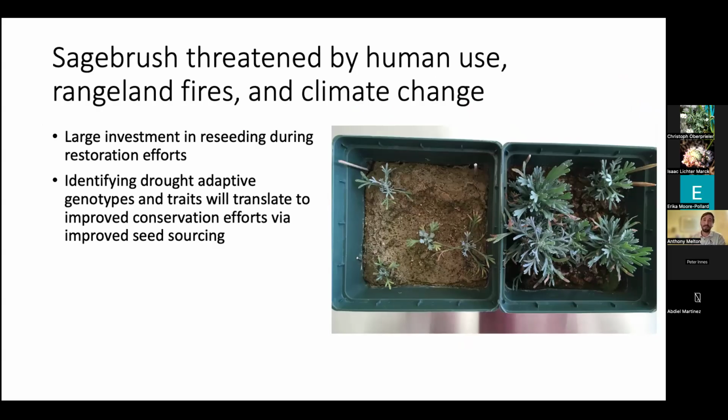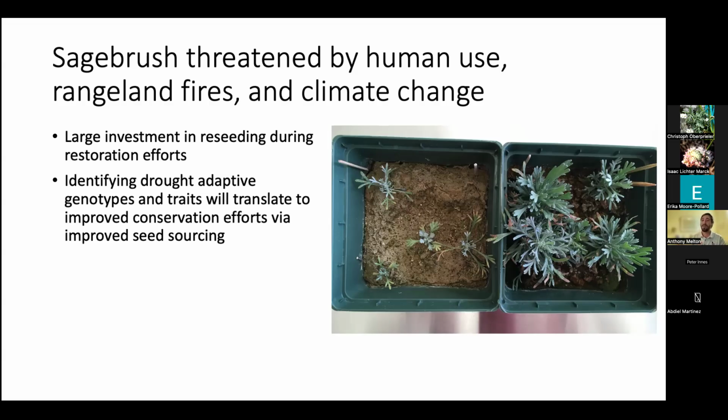Now, given the importance of the species, we see a lot of effort in reseeding and trying to restore areas where sagebrush steppe has occurred. So this is the focal taxa of one of the largest reseeding efforts within the US. The Bureau of Land Management will invest billions of dollars annually into reseeding efforts, but unfortunately, the biological success is often pretty low, sometimes only around 10%.